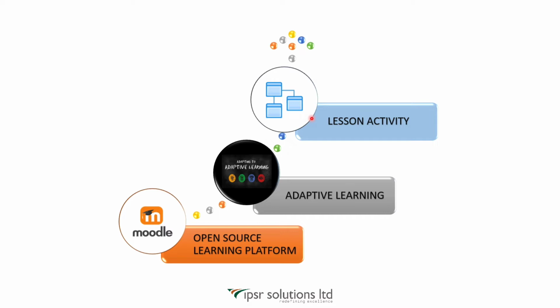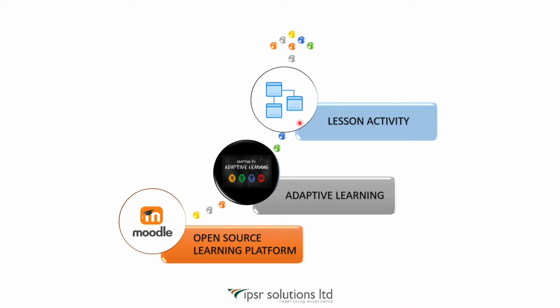The lesson activity is extremely powerful because it enables you as a teacher to deliver content and practice the activities in a fully adaptive path. Notice this icon which Moodle uses for the lesson activity. The icon itself indicates multiple paths.